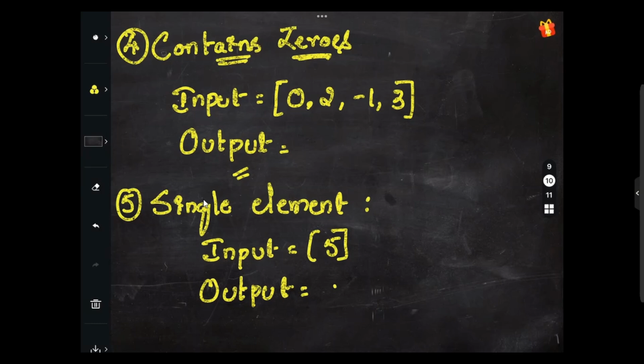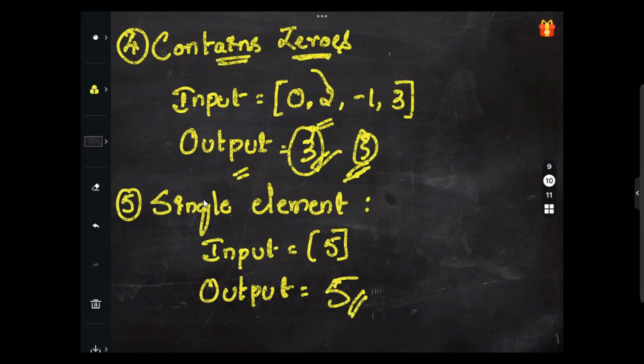Contains 0 means, in this case, 0, comma, 2, comma, minus 1, comma, minus 3, as I have considered here. The output will be 3, because 0 resets the product calculations. You can visualize it in the same way that I had done here. 0 into 2, 2 into minus 1 will be minus 2, and minus 1 into minus 3 will be 3, of which 3 is the maximum. So this maximum product is the one we have to consider. With a single element, the output will be 5 itself, because a single element is always the product, so we'll consider 5 as the output here.